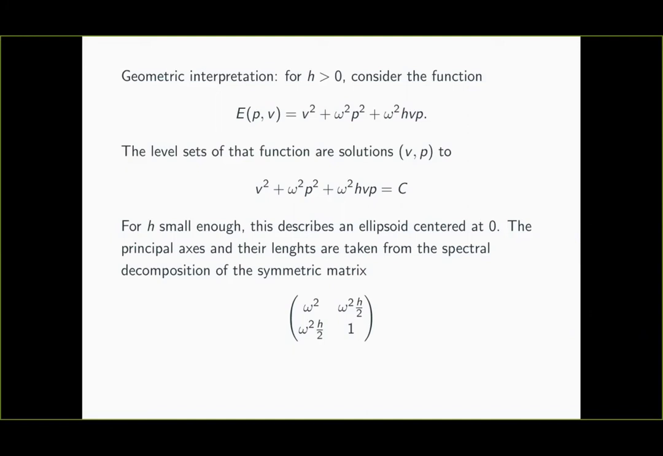If we start our symplectic Euler method in some level set of the function e, then we are going to stay within the level set. Now, for any such level set, there exists a constant c, such that every single element in the level set satisfies the equation v squared plus omega squared p squared plus omega squared h p v equals c.